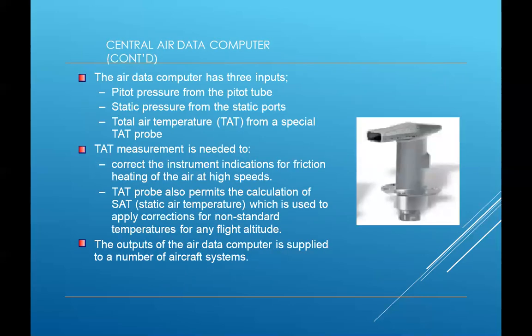The air data computer has three inputs: pitot pressure from the pitot tube, static pressure from the static port, and total air temperature from a special TAT probe. So TAT measurement is needed to correct the instrument indication for friction heating of the air at a high speed. The TAT probe also permits the calculation of SAT, which is used to apply correction for non-standard temperature at any flight altitude. The outputs of the air data computer are supplied to a number of aircraft systems.